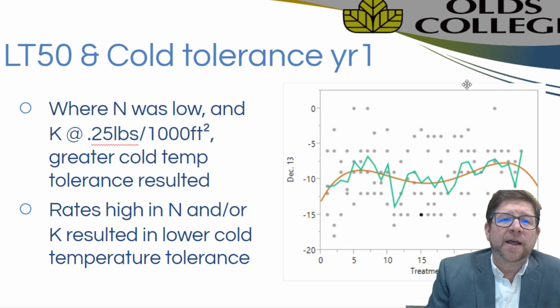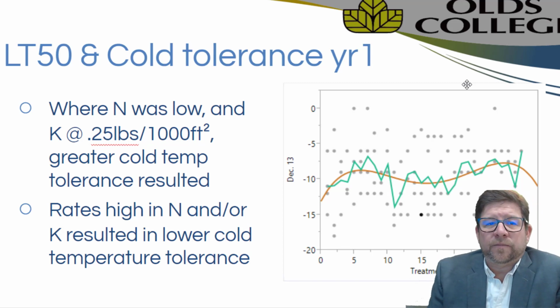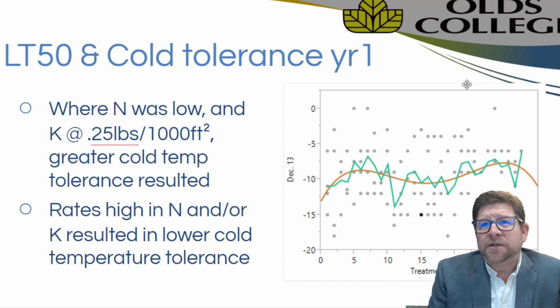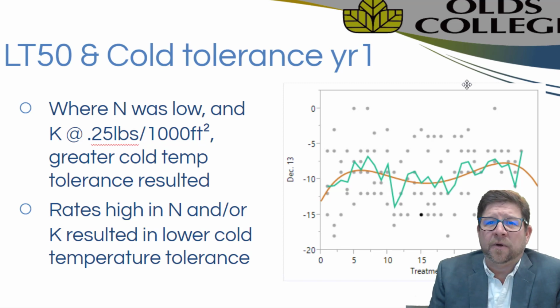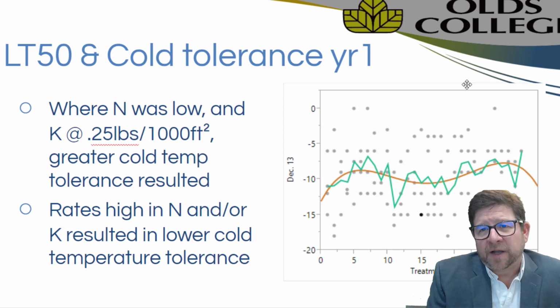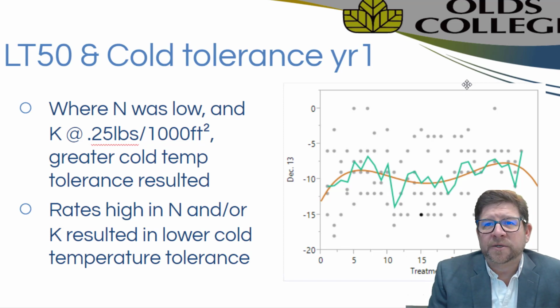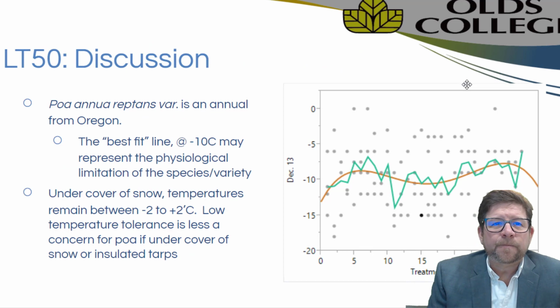High rates of nitrogen and/or potassium resulted in lower temperature tolerance. So that being said, there can be too much of a good thing. Don't throw the kitchen sink at it. 5 pounds of nitrogen, 5 pounds of potassium is going to do more damage than good. So we're going to talk a little bit more about it, but anyway, just to make that clear.